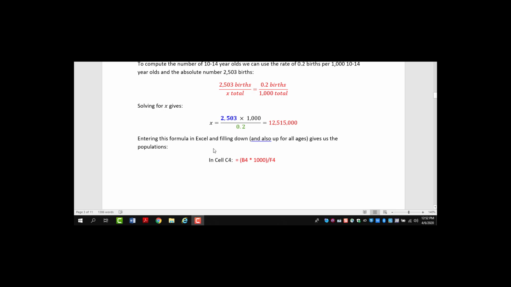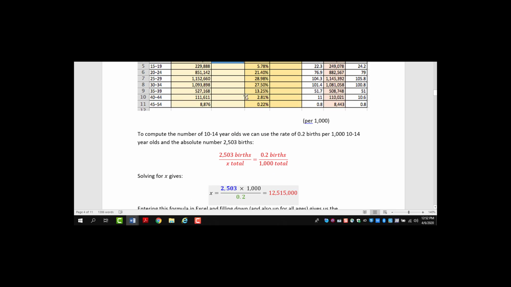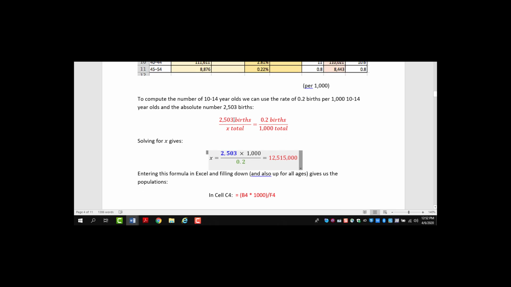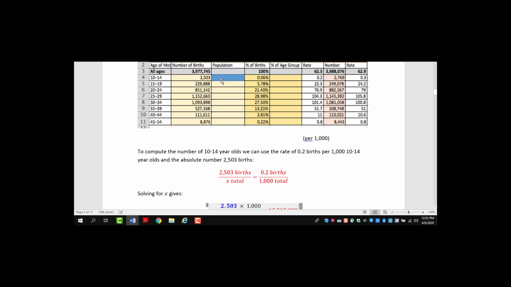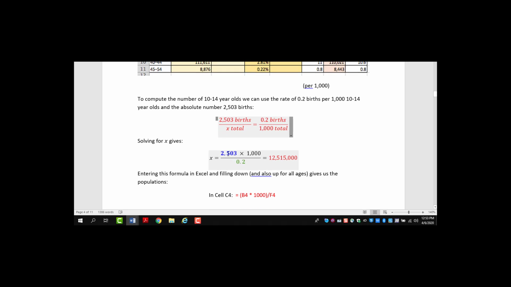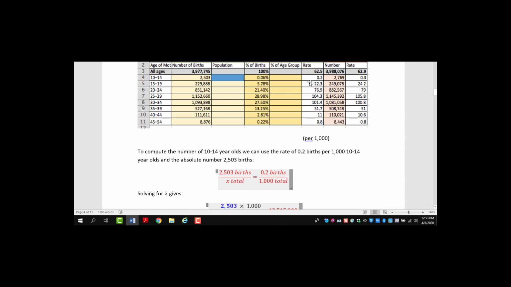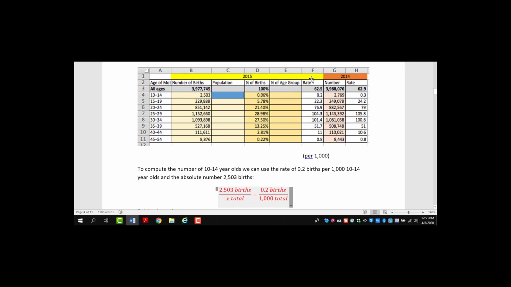If we wanted to do this with Excel, which is a lot easier than doing each one at a time, we could go B4 times 1,000 divided by 0.2. And basically, we'd set it up on paper, B4 times 1,000 divided by F4, which would be right here. And then, boom, we could fill the whole thing now.